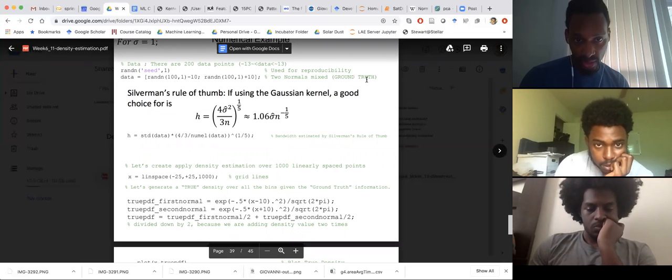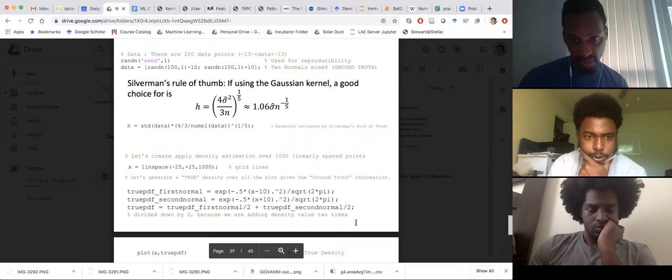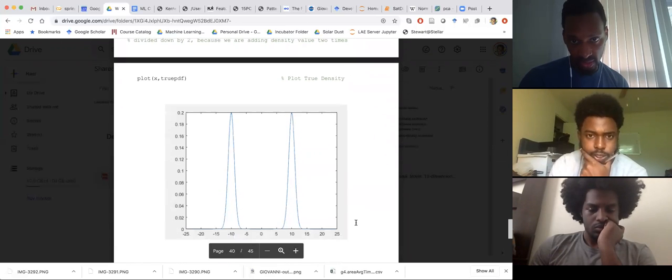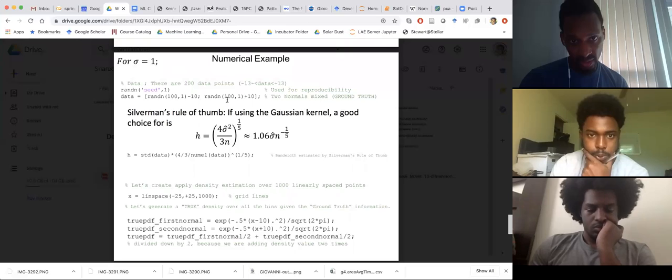Yeah, so I think they just took a normal distribution on the first one, normal distribution on the second one, and then you just took the mean of those distributions. Oh no, I just divide by 2 because we're adding density value 2 times. Yeah, okay. So the mean, right? I guess so. But I guess like because they knew it was a normal distribution, right? Because they randomly did points from normal.